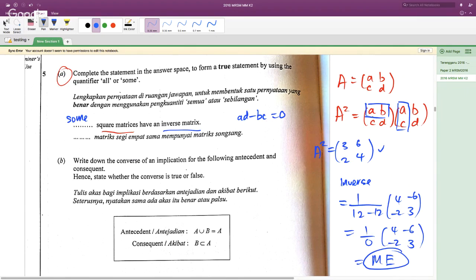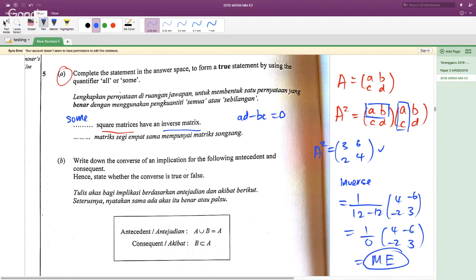All right, since I can't say all square matrices will have the inverse matrix, I will just use the word sum. That means in your exam, if you're just not sure, then you just use the word sum.